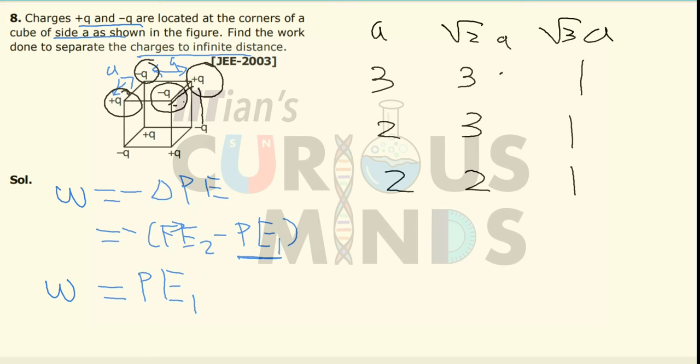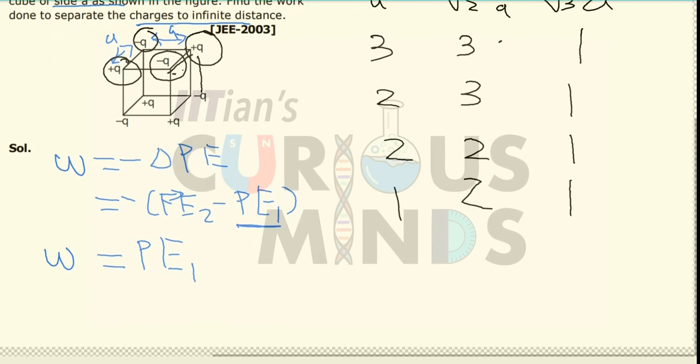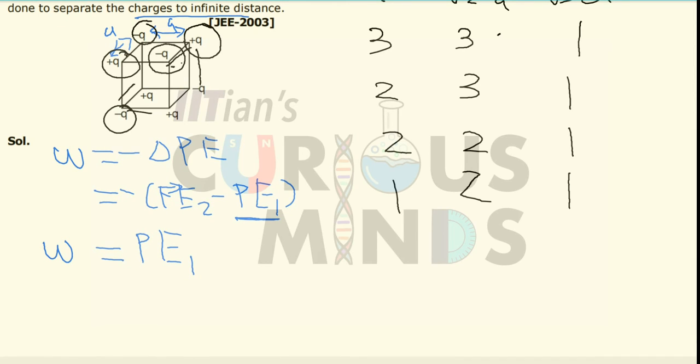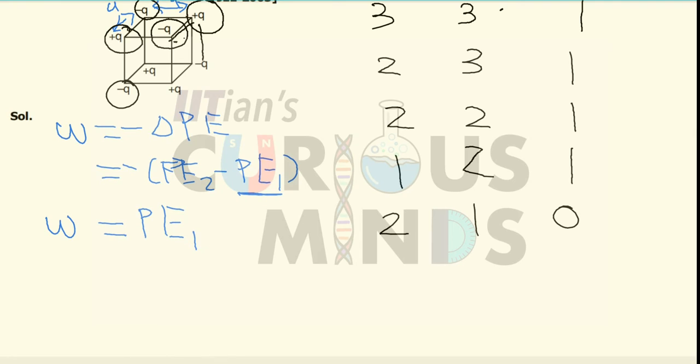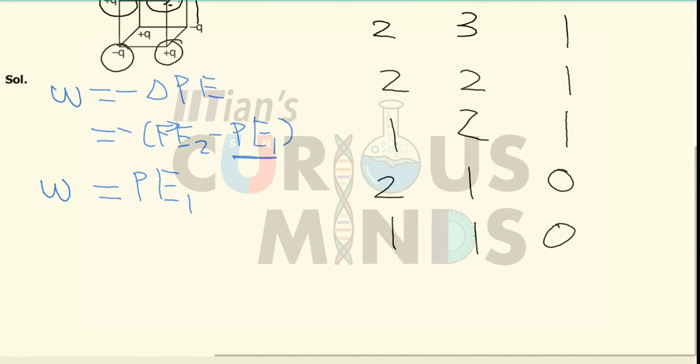If I consider the positive charge, there is 1 at a over here. If I consider the other charges, it will be root 2 a and root 2 a, so 2 at root 2 a, and there is 1 at root 3 a. If I consider the charges at the bottom, there is 2 at a, there is 1 at root 2 a, and there are 0 at root 3 a. If I consider this charge, there is 1 at a and 1 at root 2 a, and 0 of this part. If I consider this charge, there will be only 1 at a, and this will be 0, this will be 0.